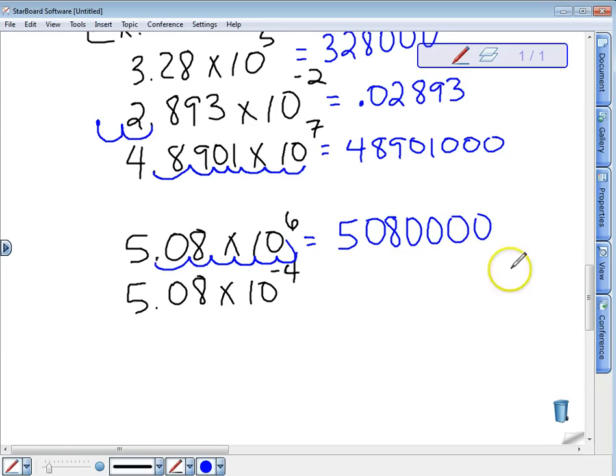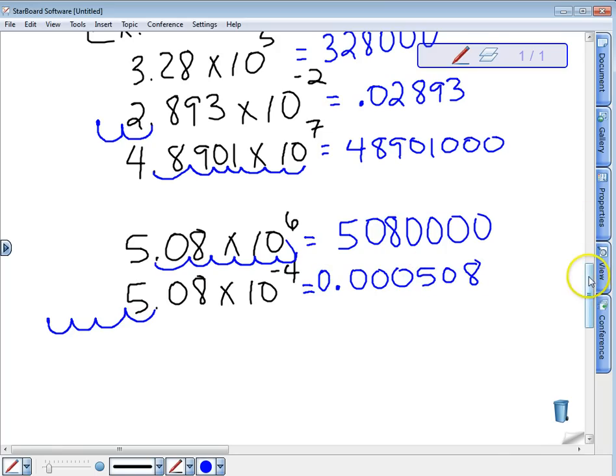These zeros were not significant, so they weren't included here in my significand, but they are placeholders when I take it out of scientific notation. Here I still have 5.08, but now I have a negative exponent, so I need to move my decimal the other way. 1, 2, 3, 4 places, so I'm going to need to put 3 zeros in front of that 5. 1, 2, 3. You can put the 0 in front of the decimal if you want, that's fine.